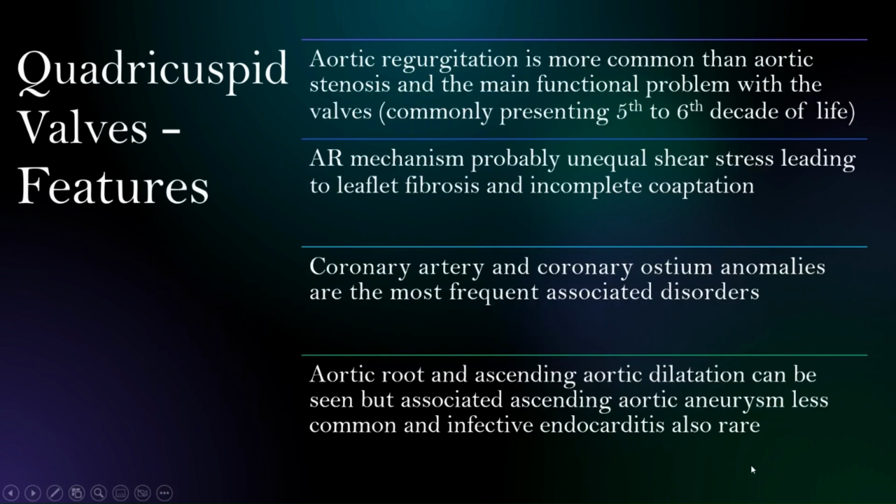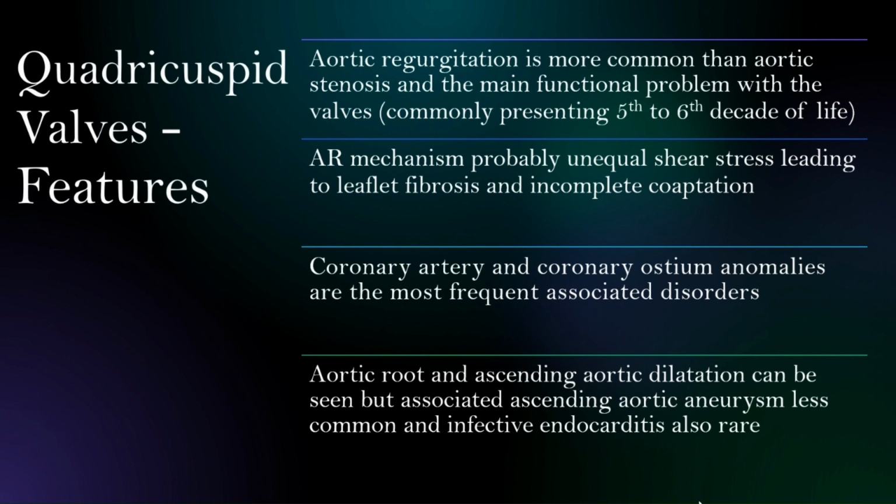When we consider some of the features of these quadricuspid valves, aortic regurgitation is the most common problem in terms of the functional issues people have with these valves, superseding aortic stenosis as the main presenting complaint. Often these will present later in life as well, in the 5th to 6th decade of life. They consider the AR mechanism most likely due to unequal shear force stress leading to some leaflet fibrosis and incomplete coaptation of the leaflets.